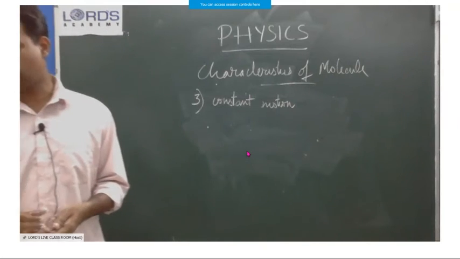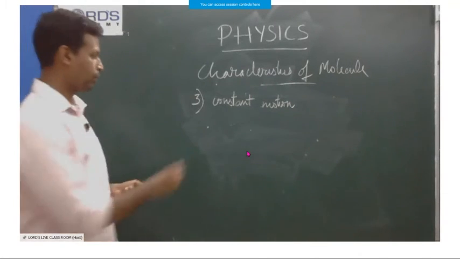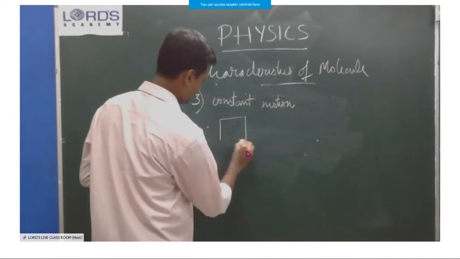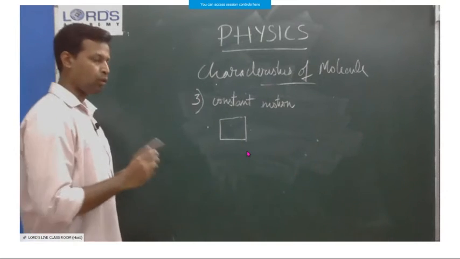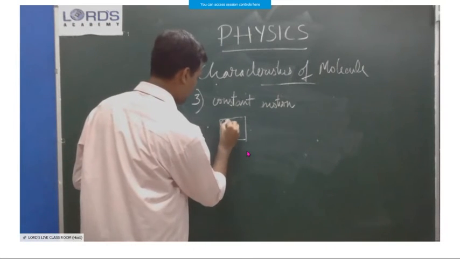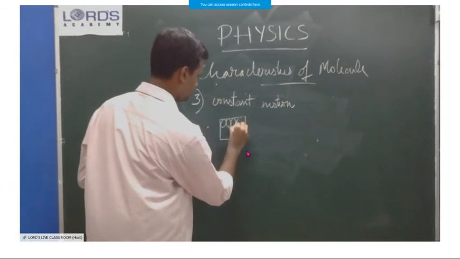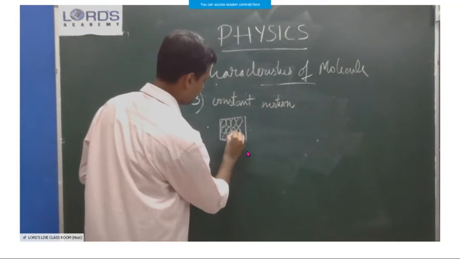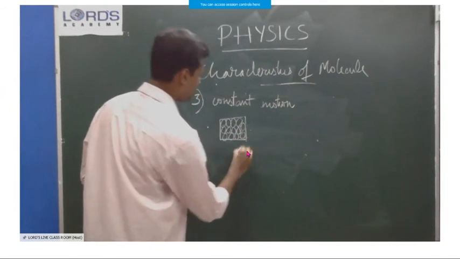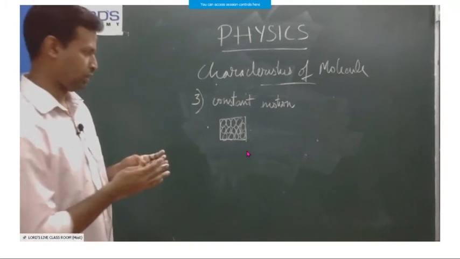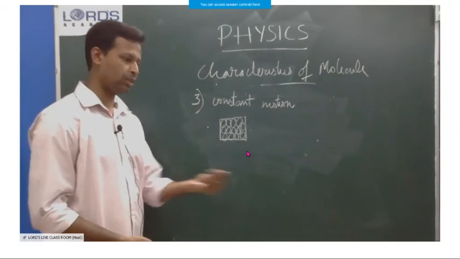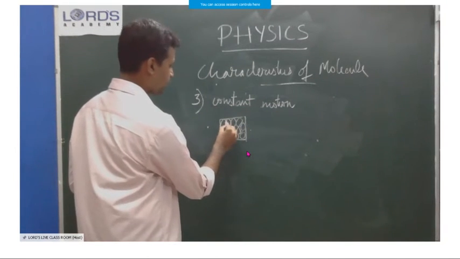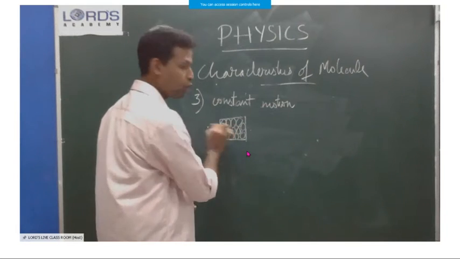These molecules are in constant motion. Now consider this. This is a solid. In a solid, the molecules are tightly packed. We know solid means a hard substance. You consider a bench or something like that. So, in a solid, the molecules are tightly packed, so they cannot move.